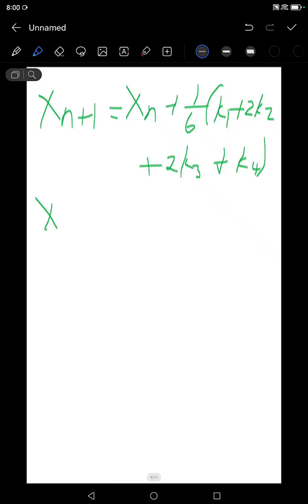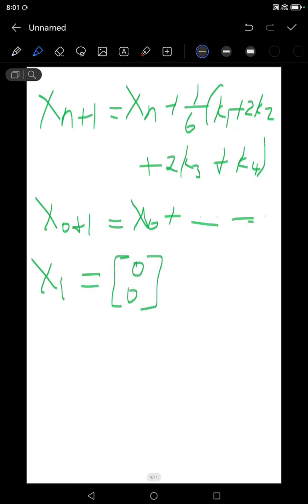So it's going to be this plus these values. So x1 is equal to x0, and remember from the initial condition we have 0 and 0 for x1 and x2, plus 1 over 6, and then we get our K1. K1, how much was it? It was 0 and 0.2.